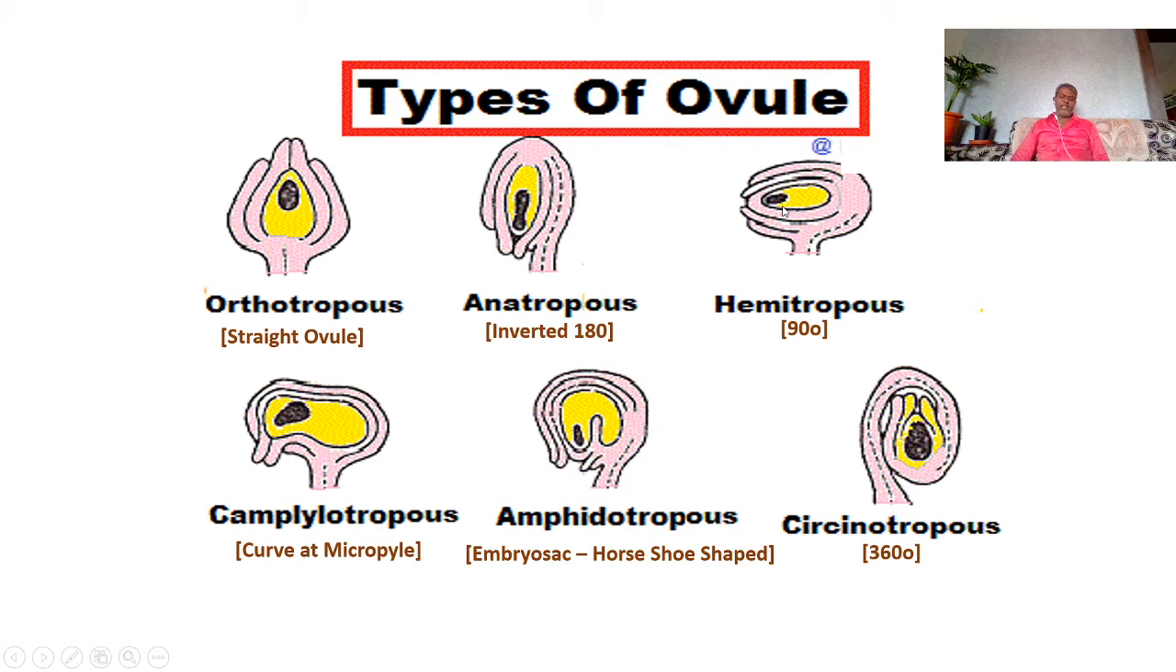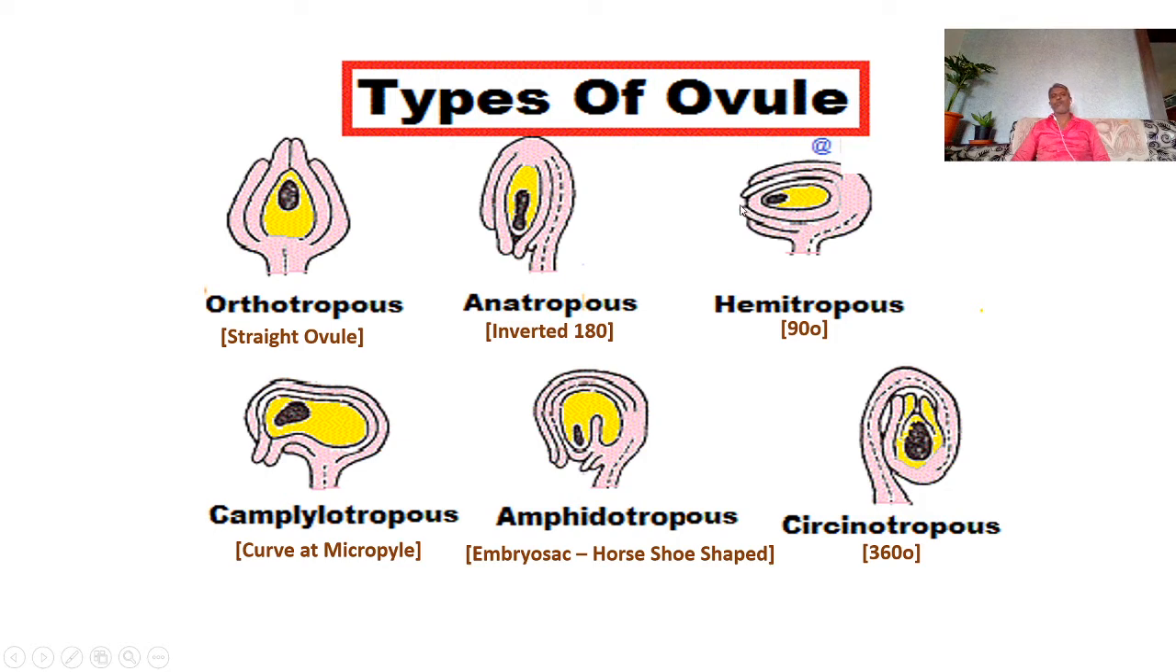Next, hemitropous ovules. These are also known as hemianatropous ovules. Here, the curvature of the body shows 90 degrees. That is, the body of the ovule is present at right angles to the funiculus, perpendicular to the funiculus. This is the funiculus, and the body is present perpendicular to it.